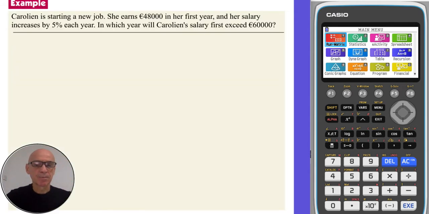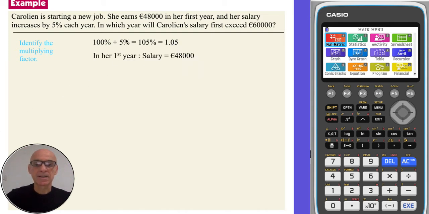In this first example, we're asked to find in which year Caroline's salary will first exceed €60,000. As her salary increases by 5% each year, we should start by identifying the multiplying factor. 100% plus 5% is 105%, which is equal to 1.05. As stated, in her first year, she earns €48,000.